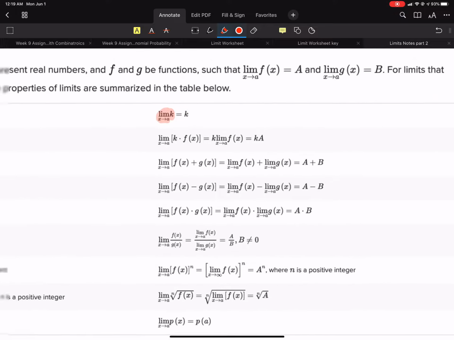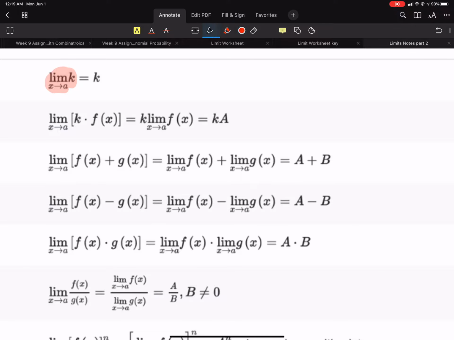And I guess I could show you an example to the side. Let me shrink that down. The limit as x approaches, I'll do something real basic. X approaches 3 of 4x. Well, you should notice that 4 is a constant. It's the k I have here. So I'm allowed to pull that 4 out in front, and I get 4 times the limit as x approaches 3 of x.